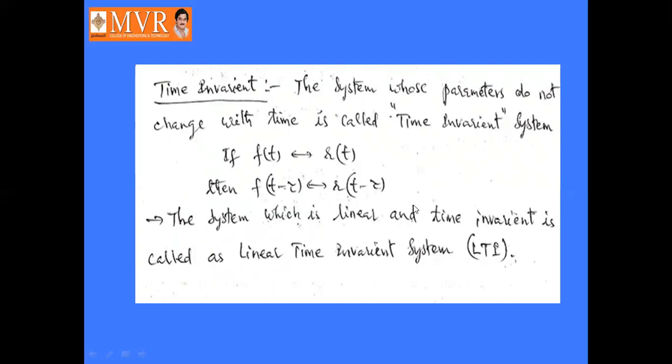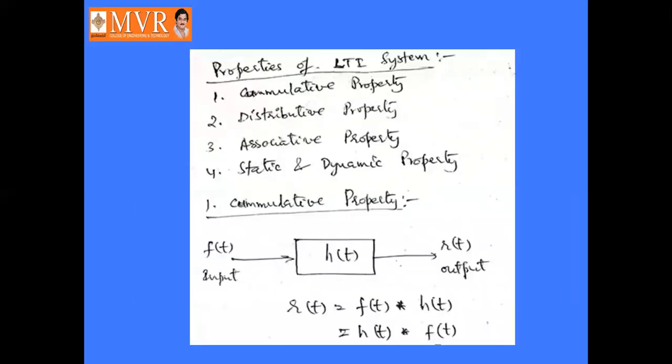The system which is linear and time invariant is called a linear time invariant system. Here we have two properties, the linearity property as well as the invariant property. If the system has both these properties combined, then it is called a linear time invariant system.